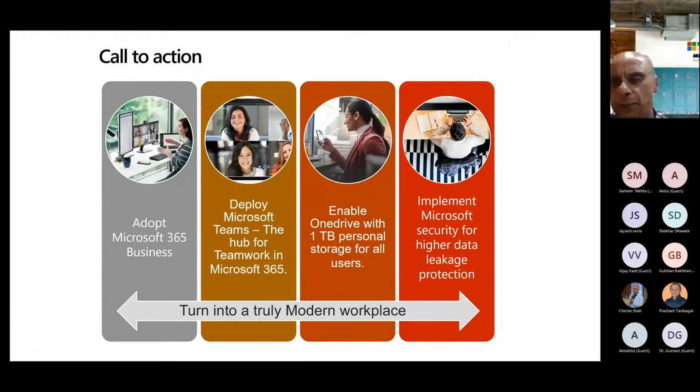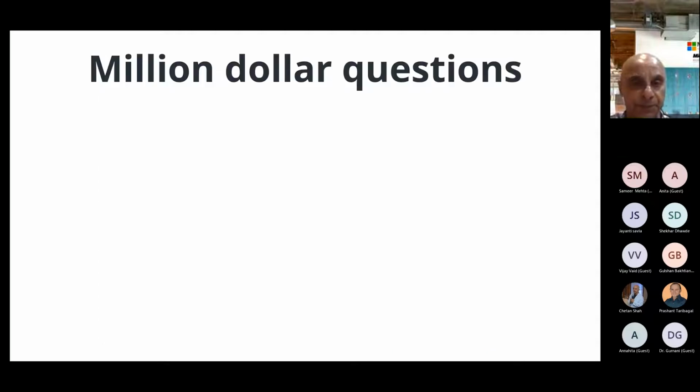So for people who are still working the old way, we would definitely say that your call to action to truly turn into a modern workplace is to adopt Microsoft 365 Business and deploy Teams. Replace your in-office servers with Microsoft Teams and use it, of course, for your meetings and chat. And then see that every user is using OneDrive and deploy Microsoft security.